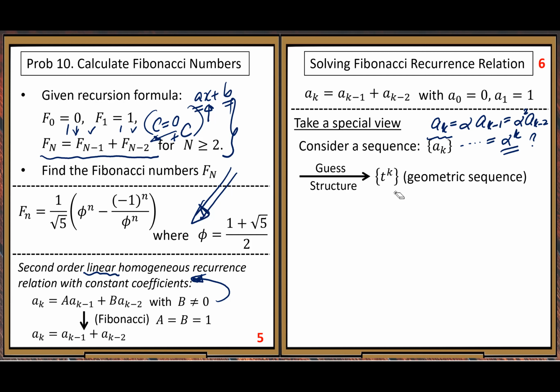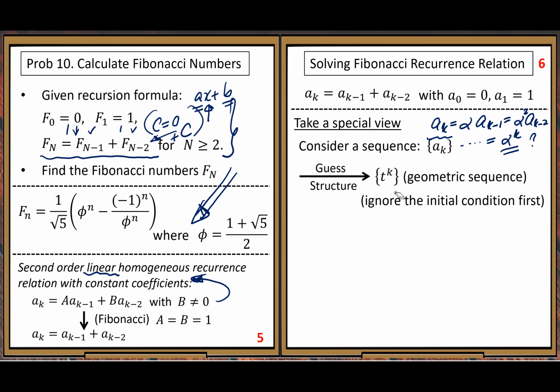We know it is a geometric sequence. Now let us try to find that t. What is that t? We have freedom to set a value for that unknown t. That freedom is useful here.